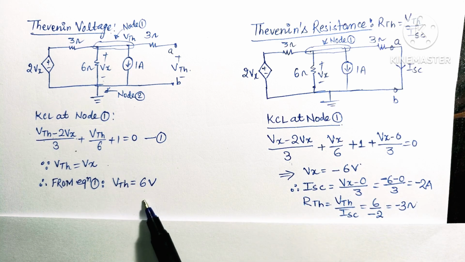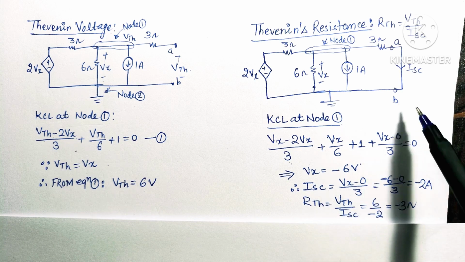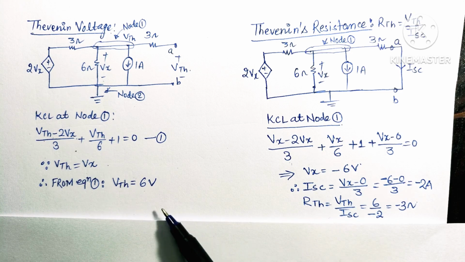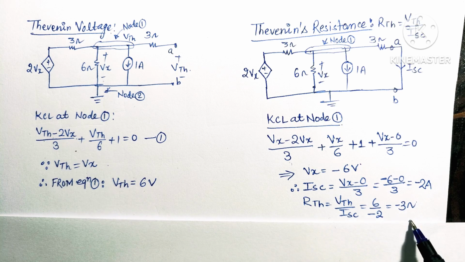As we have calculated Thevenin's voltage and short circuit current across terminals A and B, we can find out RTH, Thevenin's resistance of the circuit, that will be equal to VTH upon ISC. By putting these values, we find RTH is equal to minus 3 ohm. So our Thevenin's resistance will be minus 3 ohm and Thevenin's voltage is 6 volt. Now let us see how we can solve this question by using the second method.